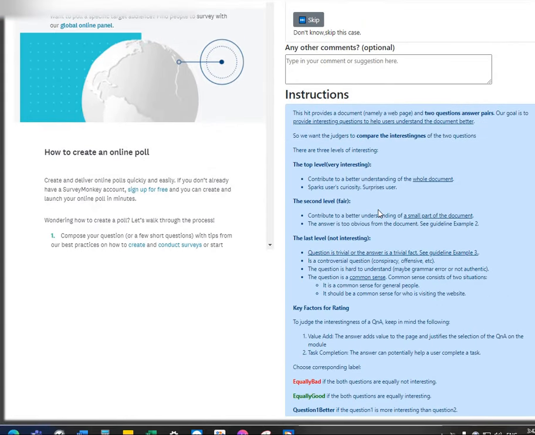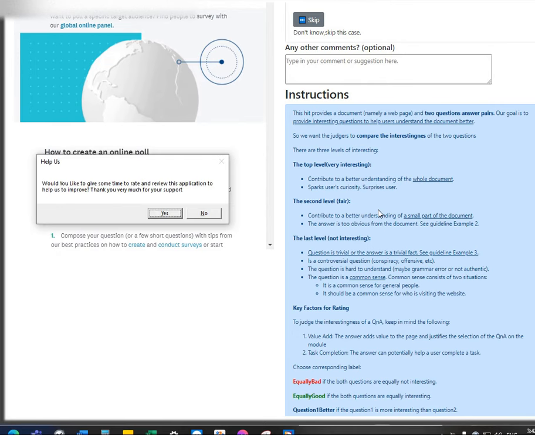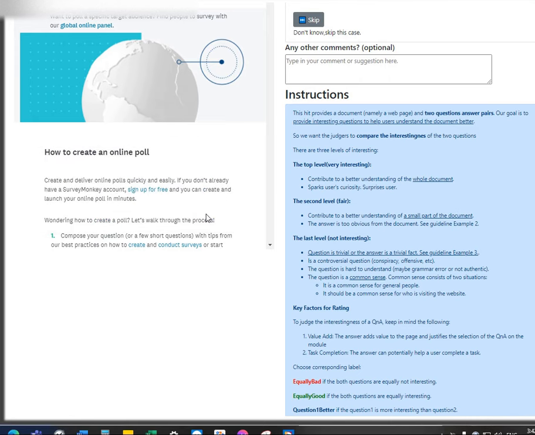We have one below. This HIT provides a document, namely a web page, and two question-answer pairs. Our goal is to provide interesting questions to help users understand the documents better. So we want the judges to compare the interestingness of the two questions. There are three levels of interesting. The top level, very interesting, contributes to a better understanding of the whole document, sparks users' curiosity, surprises users. The second one will be fair. The third one is the last level, not interesting.